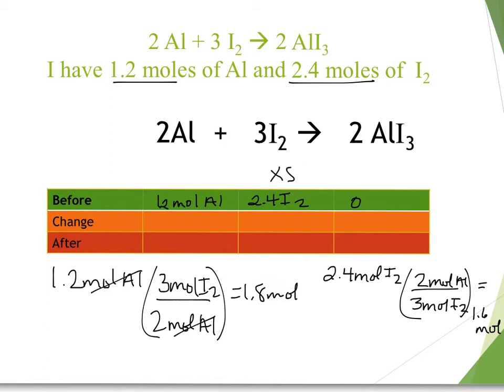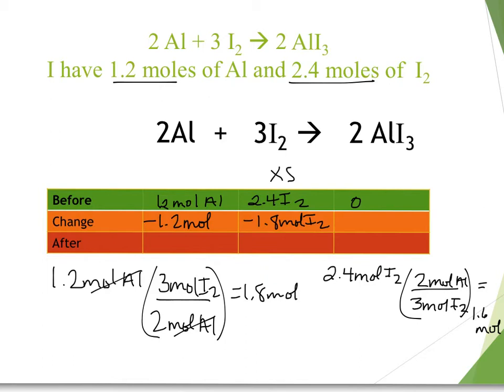So, since that's in excess, we know we're going to use all of our aluminum. Right? We know we're going to use 1.8 moles of iodine. Now the next step is finding out how many moles of product we're going to make. And again, this comes down to your molar ratios.